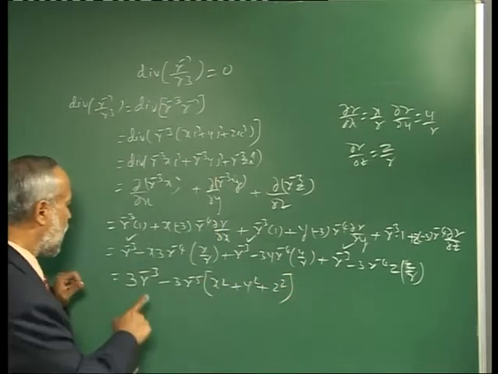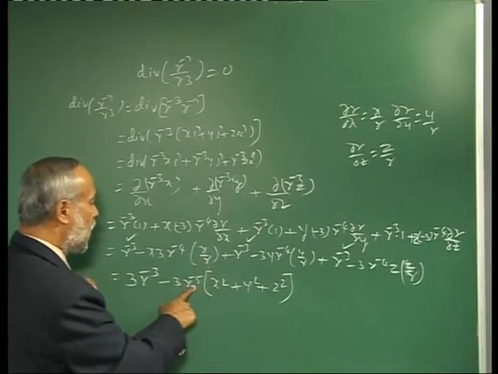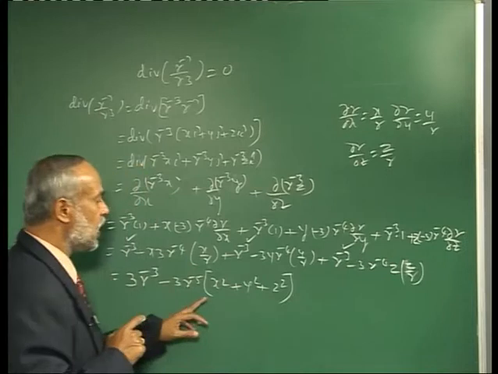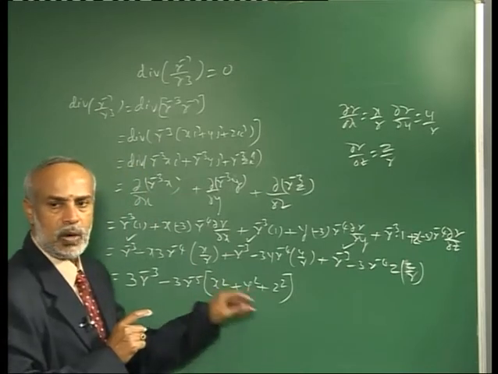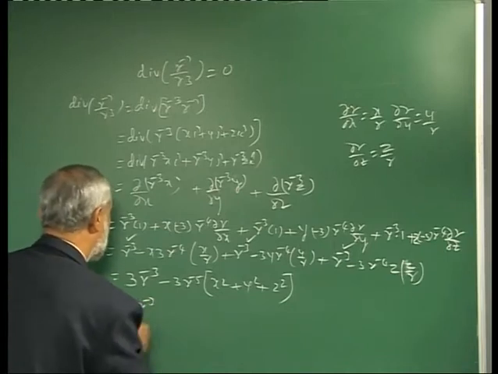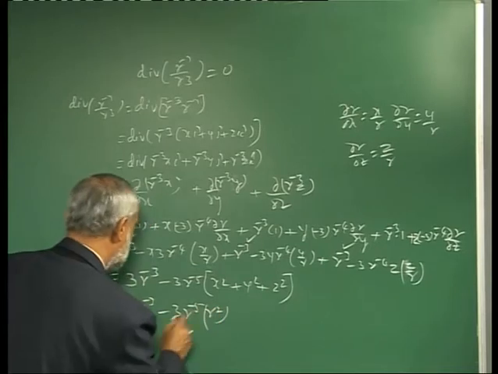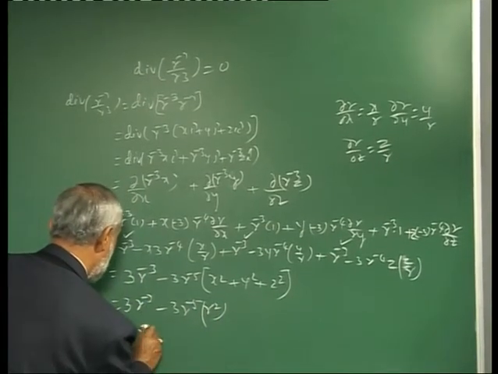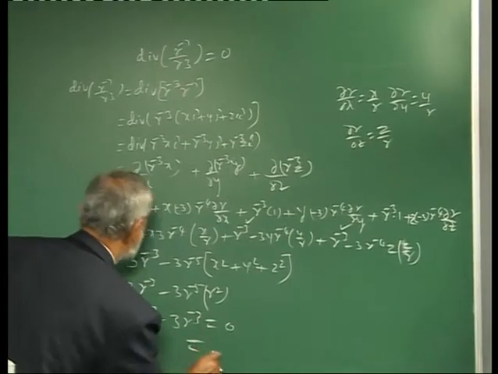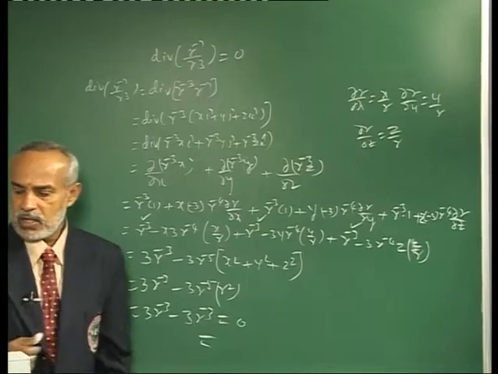Here you have taken the common minus 3 r to the power of minus 5, you have taken common the entire term, then remaining is x square plus y square plus z square. Then we already know x square plus y square plus z square is r squared. This is equal to 3 r to the power of minus 3 minus 3 r to the power of minus 5 r squared. Then 3 r to the power of minus 3 minus 3 r to the power of minus 3, you get 0. Divergence of r vector by r cube equals 0, hence it is solenoidal.